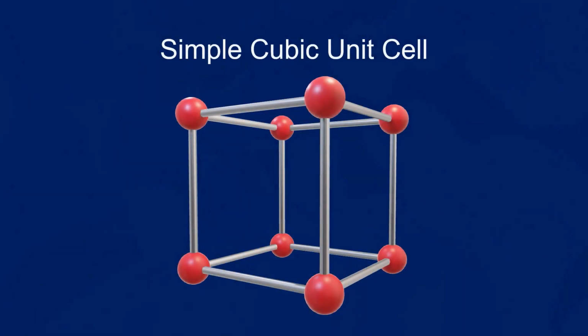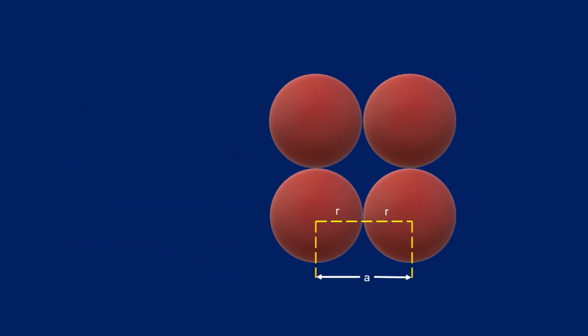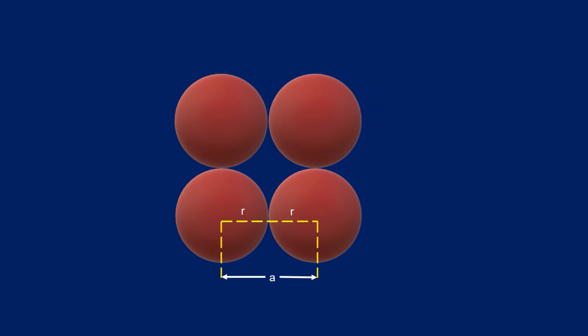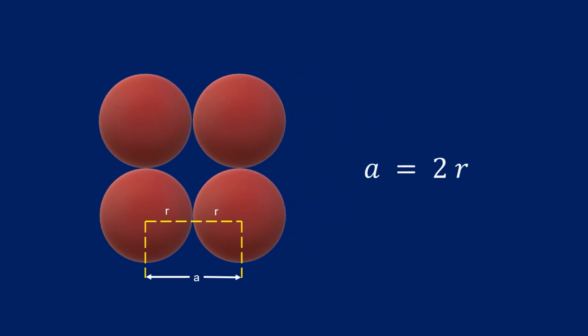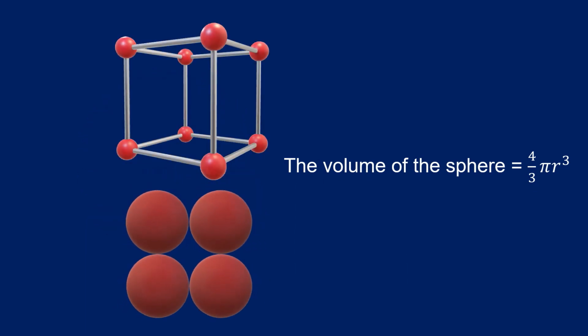Let us first calculate the packing efficiency in a simple cubic unit cell. Suppose the edge length of the unit cell is a and the radius of each sphere is r. As the spheres are touching each other, evidently the edge length a is twice the radius r. Now, the volume of any sphere, as we know, is given by the formula 4/3 πr³. We have already seen that the number of spheres per unit cell of a cubic lattice is 1.